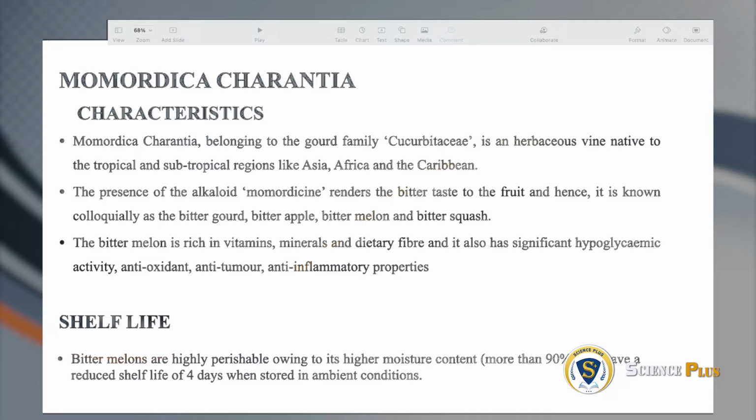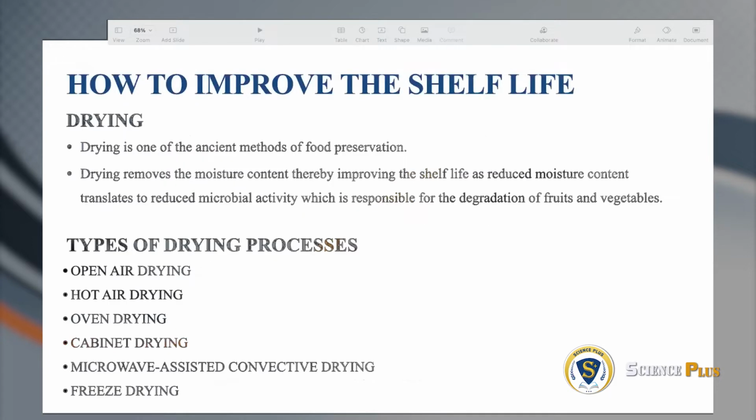So the prevention of this wastage and losses incurred due to this moisture content is of major interest in this research. So how can we improve the shelf life? Drying is one of the most ancient methods of food preservation, as it removes the moisture content, thereby improving the shelf life. The dehydration also results in a reduction in the weight of the product, thereby aiding in post-harvest handling and transportation of the product. These are some of the types of drying processes widely used for improving the shelf life of a product.